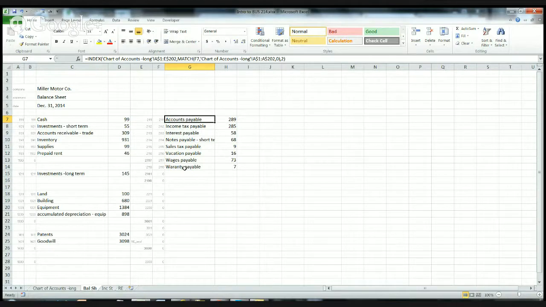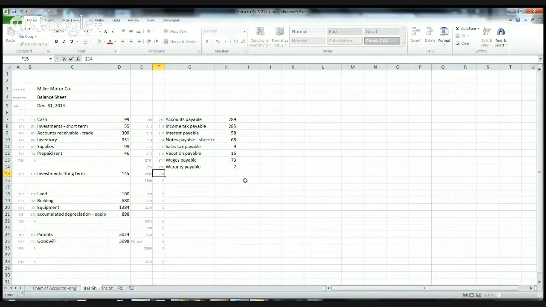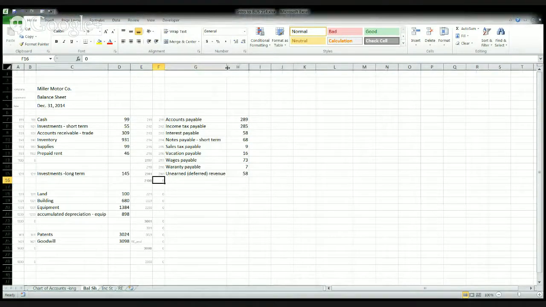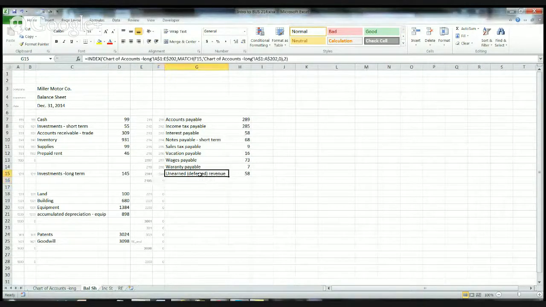And most, not all, but most liabilities end in the word payable. All payables are liabilities. I don't need to memorize all that. Then I have unearned revenue. That's a liability. Somebody pays me in advance. I owe them something. So this is a magazine subscription. If I subscribe to Business Week for 3 years in advance, for Business Week, that's an unearned revenue.